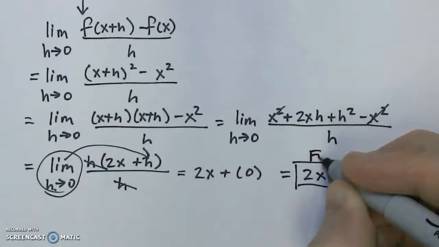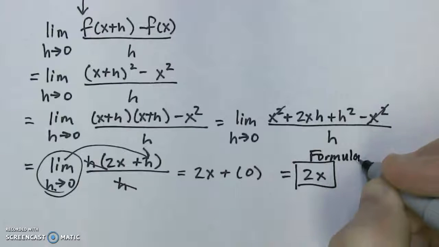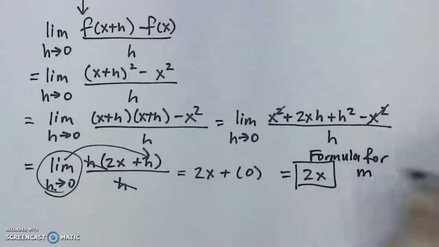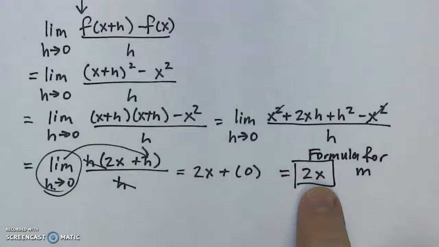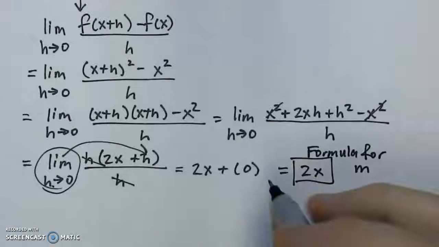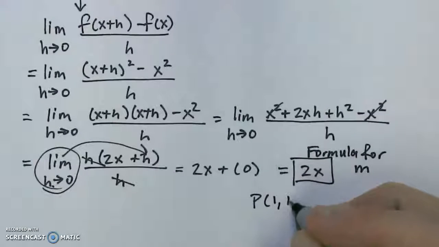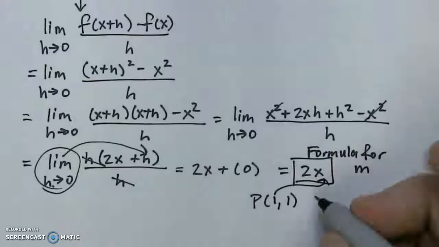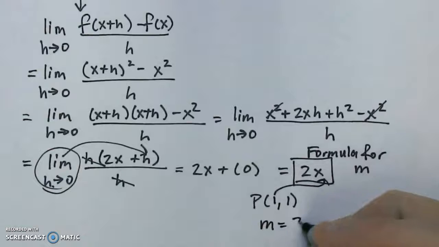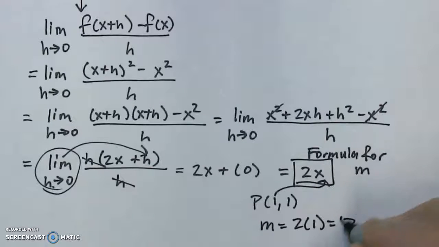So this is the formula for the slope. We need to know an x value in order to know what the m actually is. And they gave us the point (1, 1) in the problem. So you're going to plug the x value from the ordered pair in for your x. So in this case, my slope is 2 times 1, which is 2.